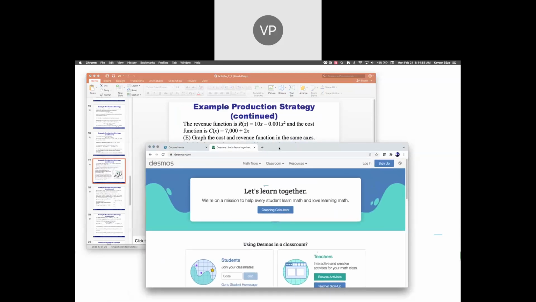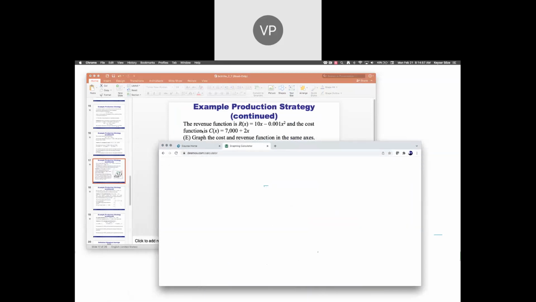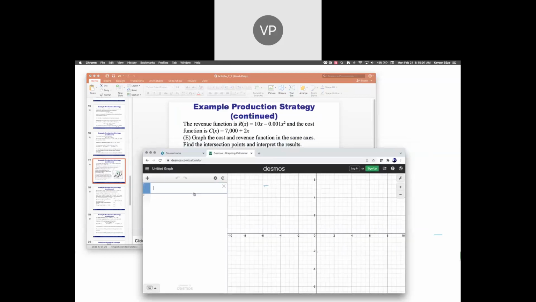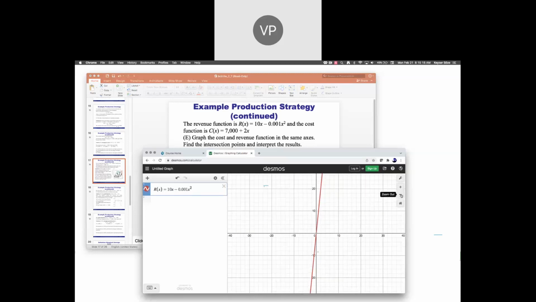Okay, same kind of graphing calculator. We are going to plug in these two. This is our revenue function and our cost function. So we start with R of x. That's going to equal 10x minus 0.001x squared. Zoom out a little bit.